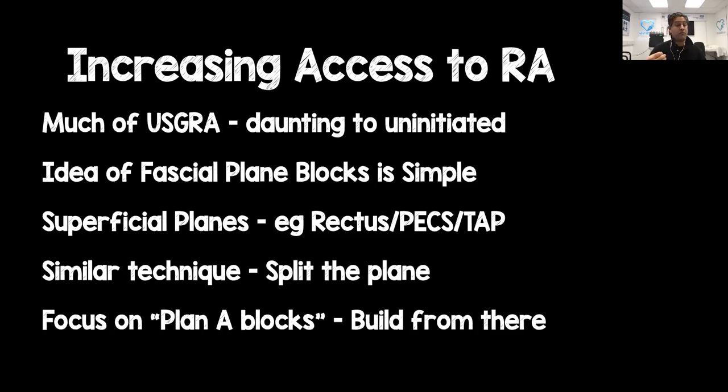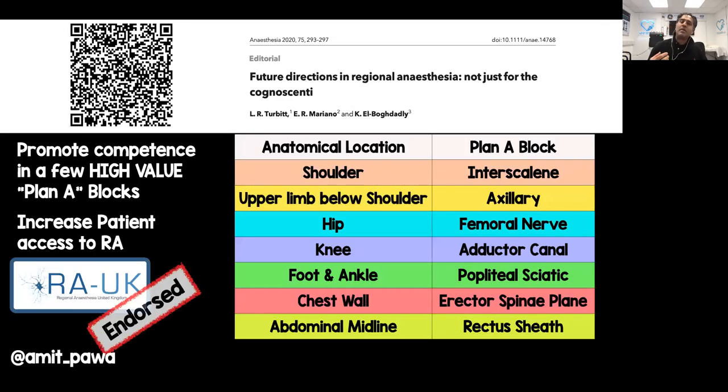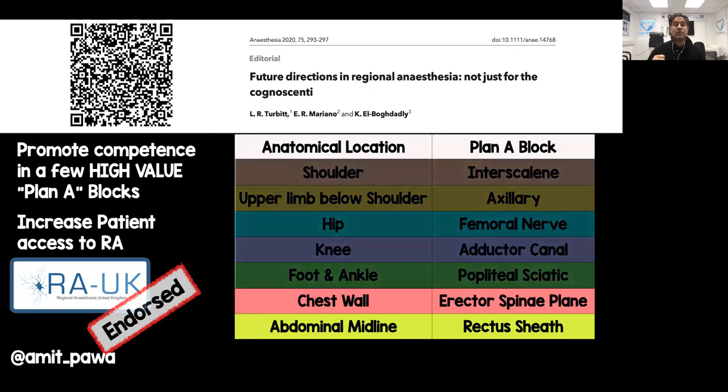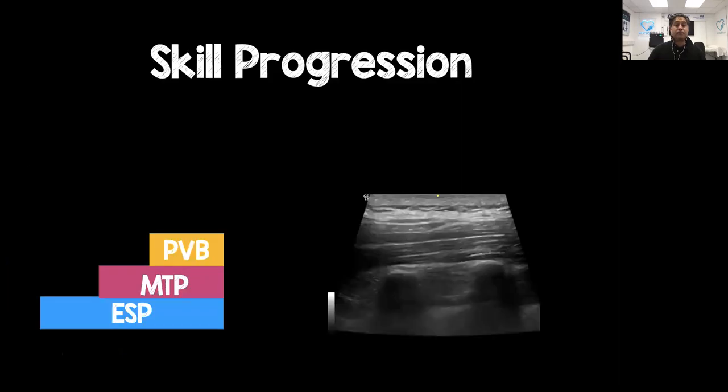The idea is that we should focus on some plan A blocks, or some starter beginner blocks, and work from there. What do I mean when I talk about plan A blocks? Well, there's a publication in Anaesthesia in 2020, which regional anaesthesia societies have endorsed, with 7 core plan A blocks. If you look, 2 of those are fascial plane blocks: the erector spinae plane block for the chest wall, and the rectus sheath for abdominal midline.